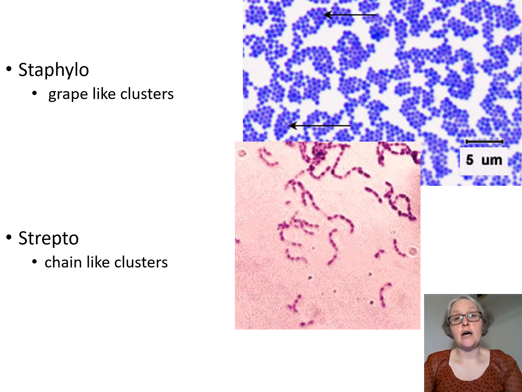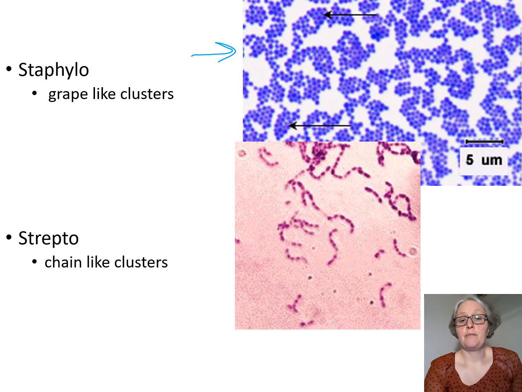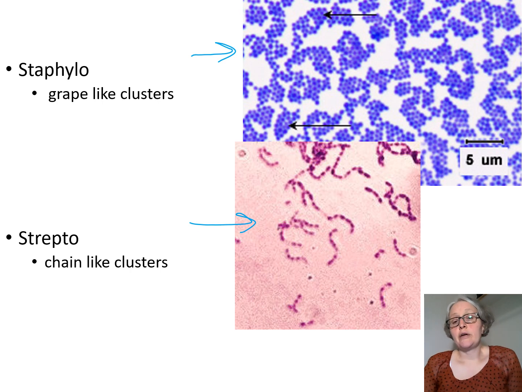Additionally, sometimes we add prefixes to our organisms. Staphylo is when we have grape-like clusters. Strepto is when things are in chains. So this top picture, or this purple one, we would identify those prokaryotes as gram positive staphylococci. This bottom picture, we will identify those organisms as gram negative streptobacilli.